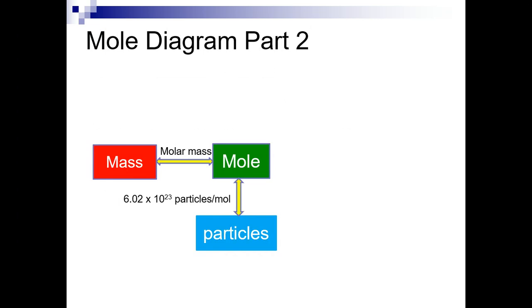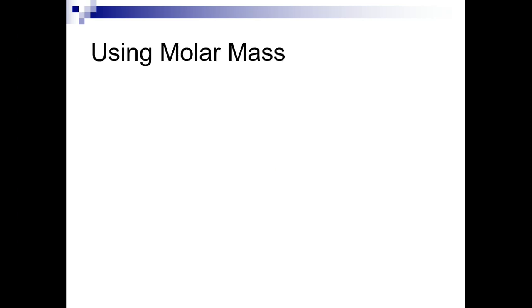So we have another part of our diagram. Now the diagram has expanded a little bit to include mass. And for every substance we're talking about, there's going to be a different molar mass. So there's no magic number like Avogadro's number. So let's see how we would use this.